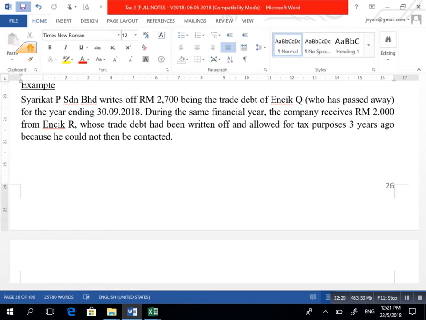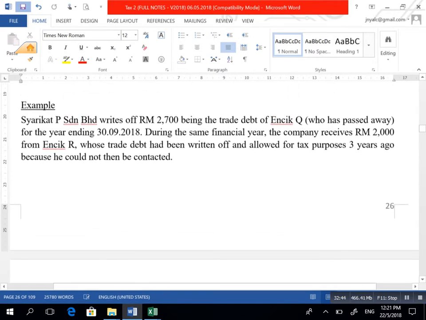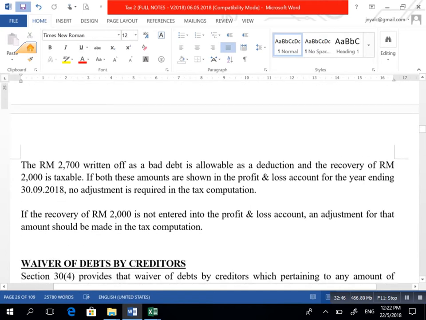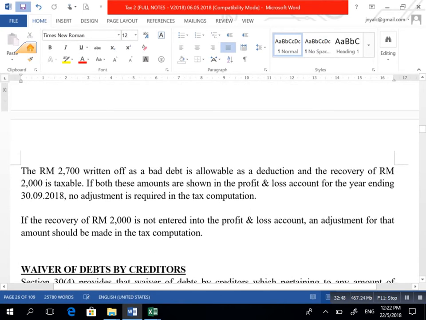But 3 years later now, this NJR comes back and pays the company for the debts. Is this a bad debt recovery? Yes. Alright, next. Now they tell you about the solution. So class, the 2,700 that was written off as a bad debt is allowable as a deduction. First of all, this 2,700 is an expense, yeah? And why is this expense deductible?